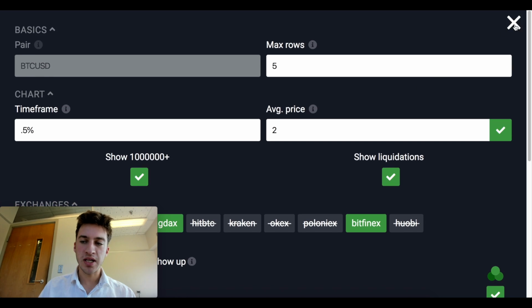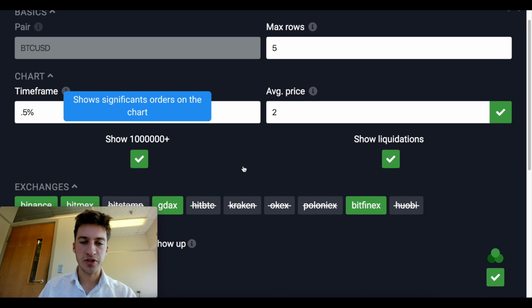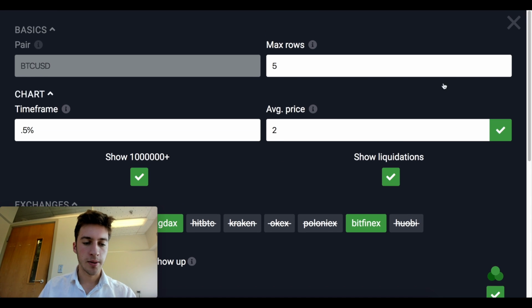Basically, the only reason I did that is what the default version of this site does is it posts trades here. So any significant trades, it's going to post them down here. But I found that lagged out my computer a lot. So here I just decided to have no trades being posted down there.